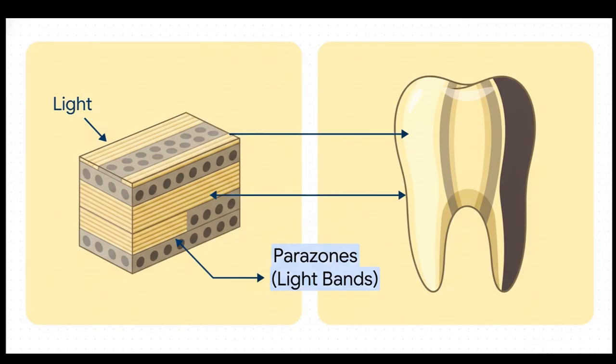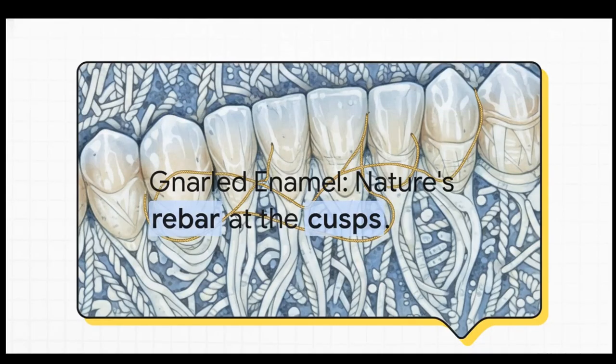This whole light and dark pattern isn't just for looks. It's an amazing design that acts like a crack stopper, preventing fractures from running straight through the tooth. So where do you need the absolute most strength on a tooth? Right on the cusps, the chewing surfaces.